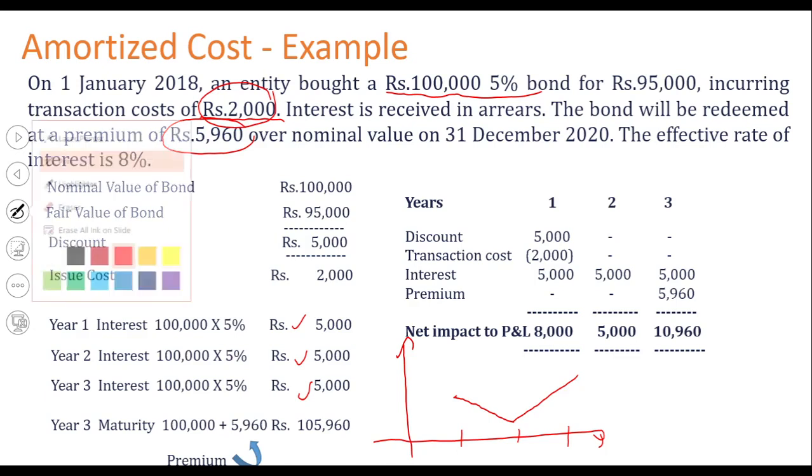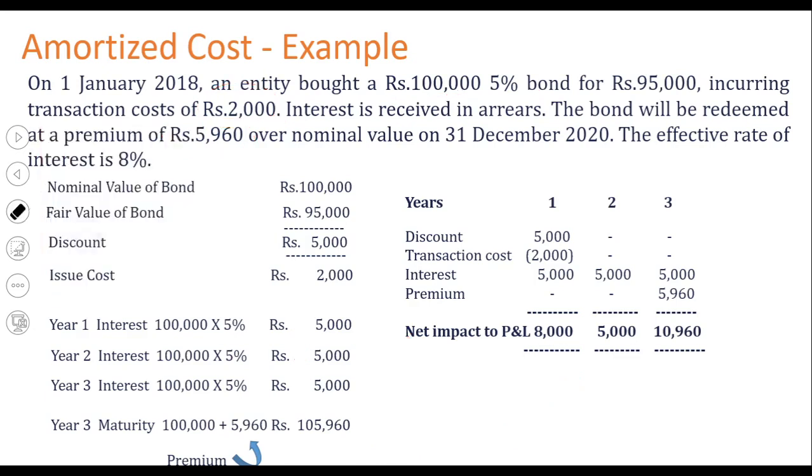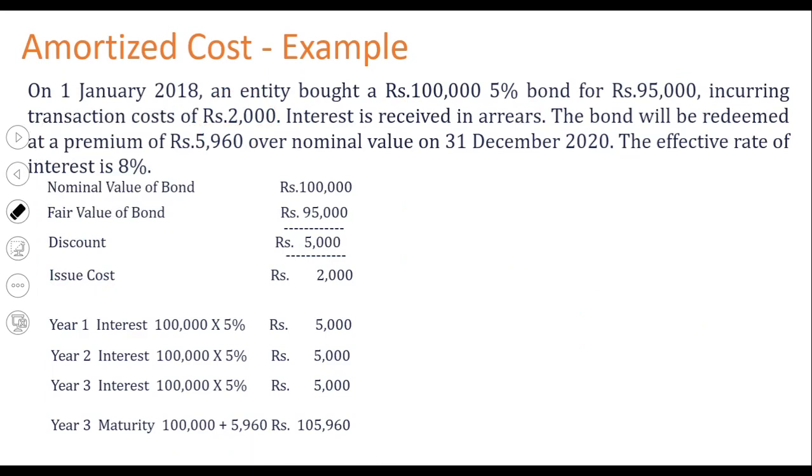To eliminate that impact, what we are going to do is use a concept called amortized cost. What happens in amortized cost, right? These are the years. At the beginning of the year, you spend rupees 95,000, right? At the beginning of the year, you spend rupees 95,000. Also, on top of that, you incur a transaction cost of 2,000.